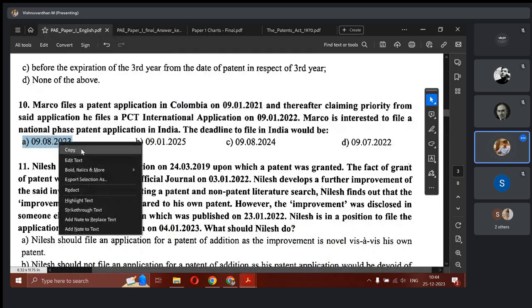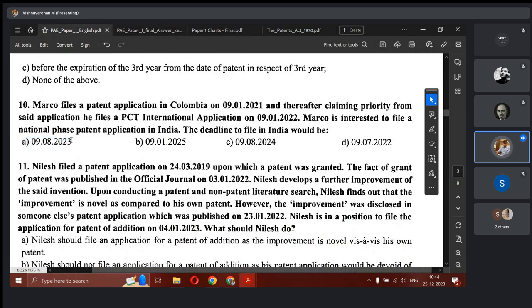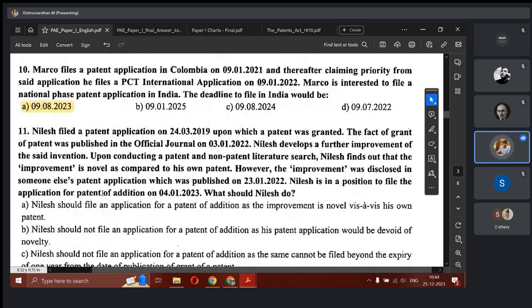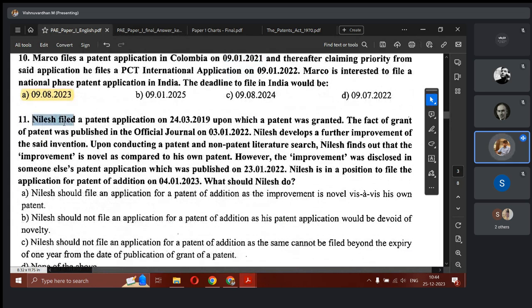Cool. Very nice. So where is the highlight? Yeah. So he gets 30/31 months from this date. Okay. So Nilesh filed a patent application on 24th March 2019. Cool. Upon which the patent was granted. Perfect.